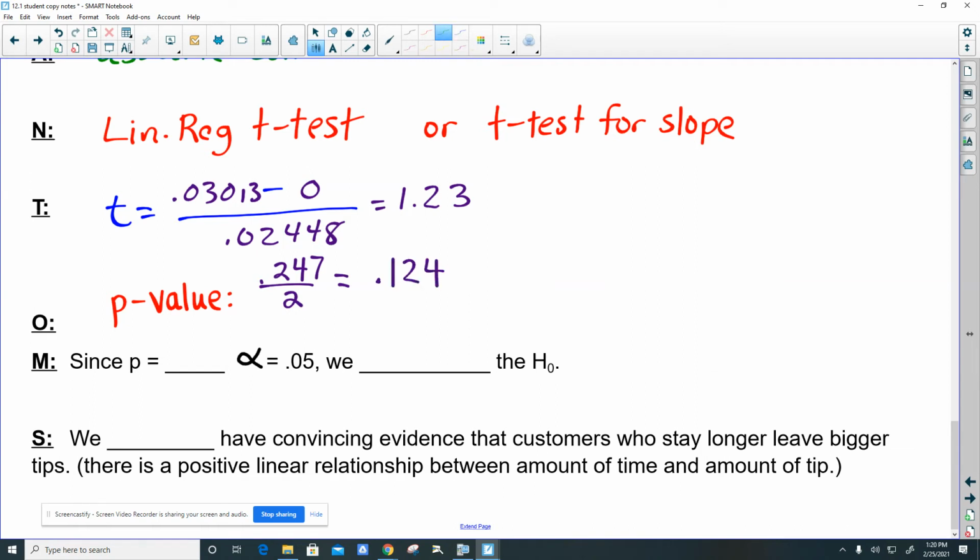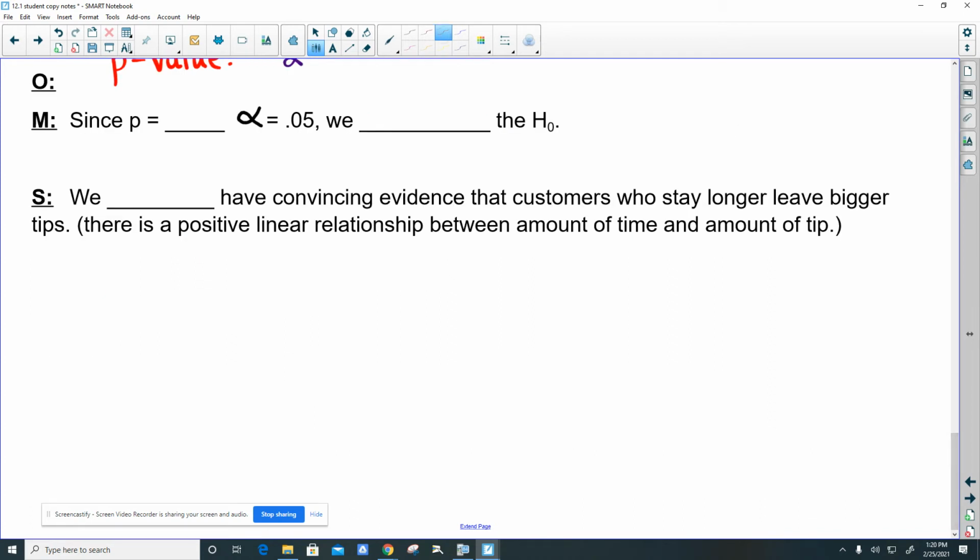Now, I was able to grab most of that information from the computer output. I technically would not have had to show that calculation, but you do need to always report the degrees of freedom. You can see in the table, there are 12 sets of data. So somewhere on your paper, you need to have written down that the degrees of freedom are 10. Then we're just going to fill in these blanks here. Since the p-value, remember that's cut in half, 0.124 is greater than the alpha level of 0.05, that's going to cause us to fail to reject the null hypothesis.